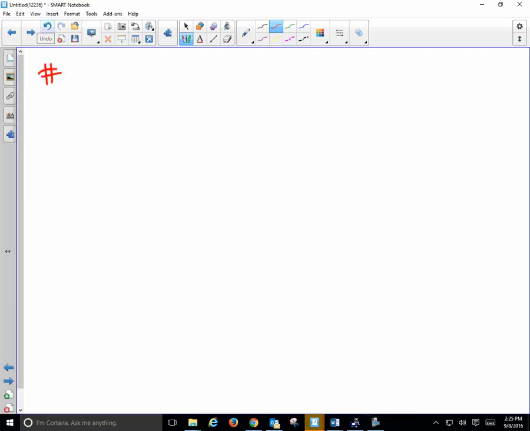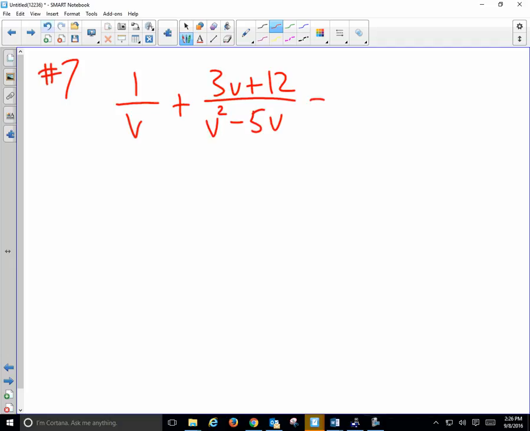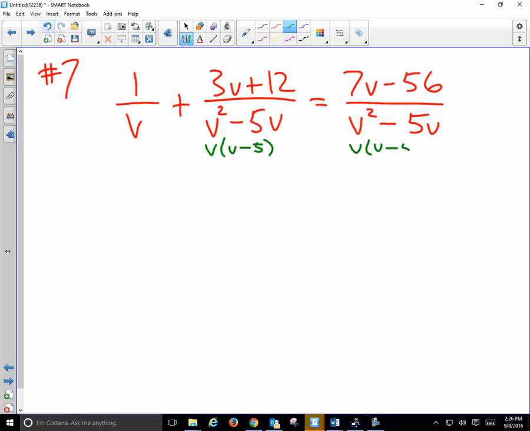We'll do number 7 together. Number 7 looks like it's a pretty bad problem. 1 over v plus 3v plus 12 over v squared minus 5v equals 7v minus 56 over v squared minus 5v. So in order to come up with the common denominator, let's make sure that we factor everything. This factors to v times v minus 5. And this factors to v times v minus 5.